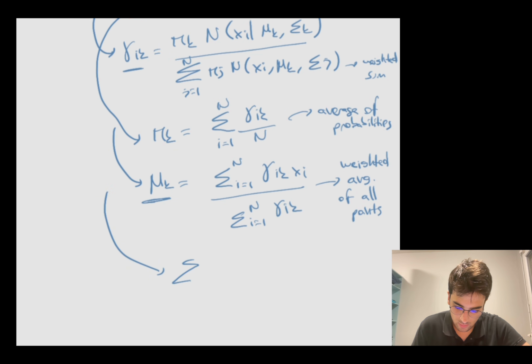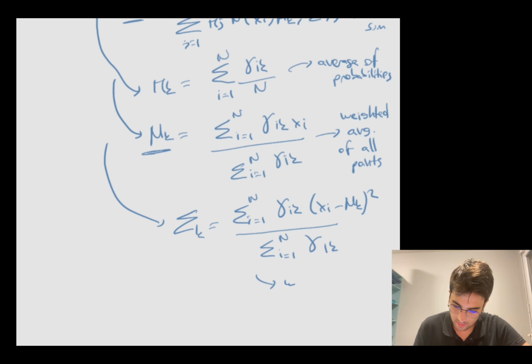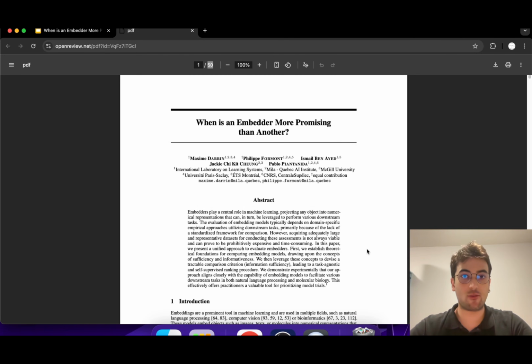And finally, you also update the variance or covariance matrices. It is the sum from i equals 1 to n of gamma ik times (xi minus mu k), which is basically the variance, divided by the sum from 1 to n of gamma ik. So what is this? Again, the weighted variances of all points.